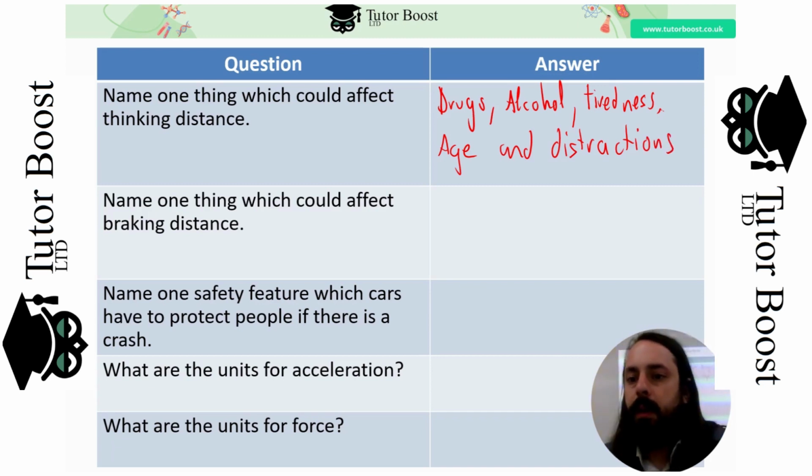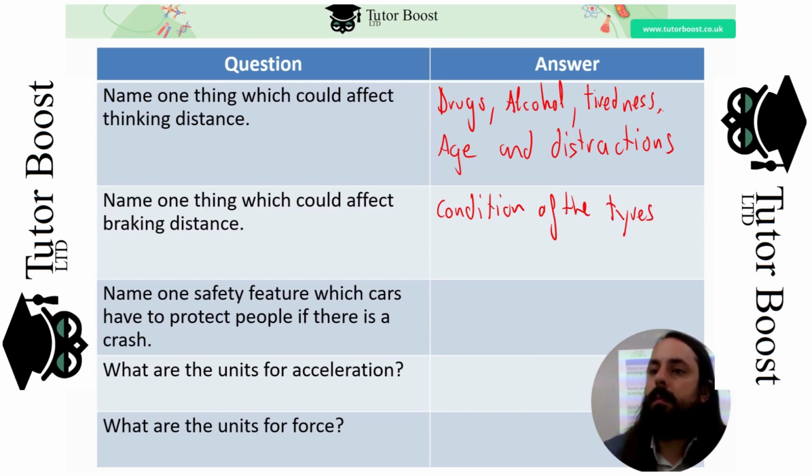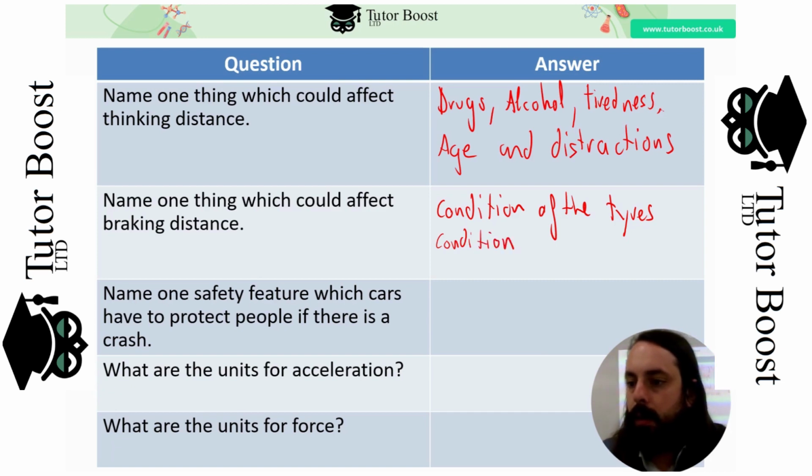Okay, now name one thing which could affect braking distance. This is only due to the road conditions and the car conditions. So it could be a condition of the tires, what else? Condition of the brakes and condition of the road.